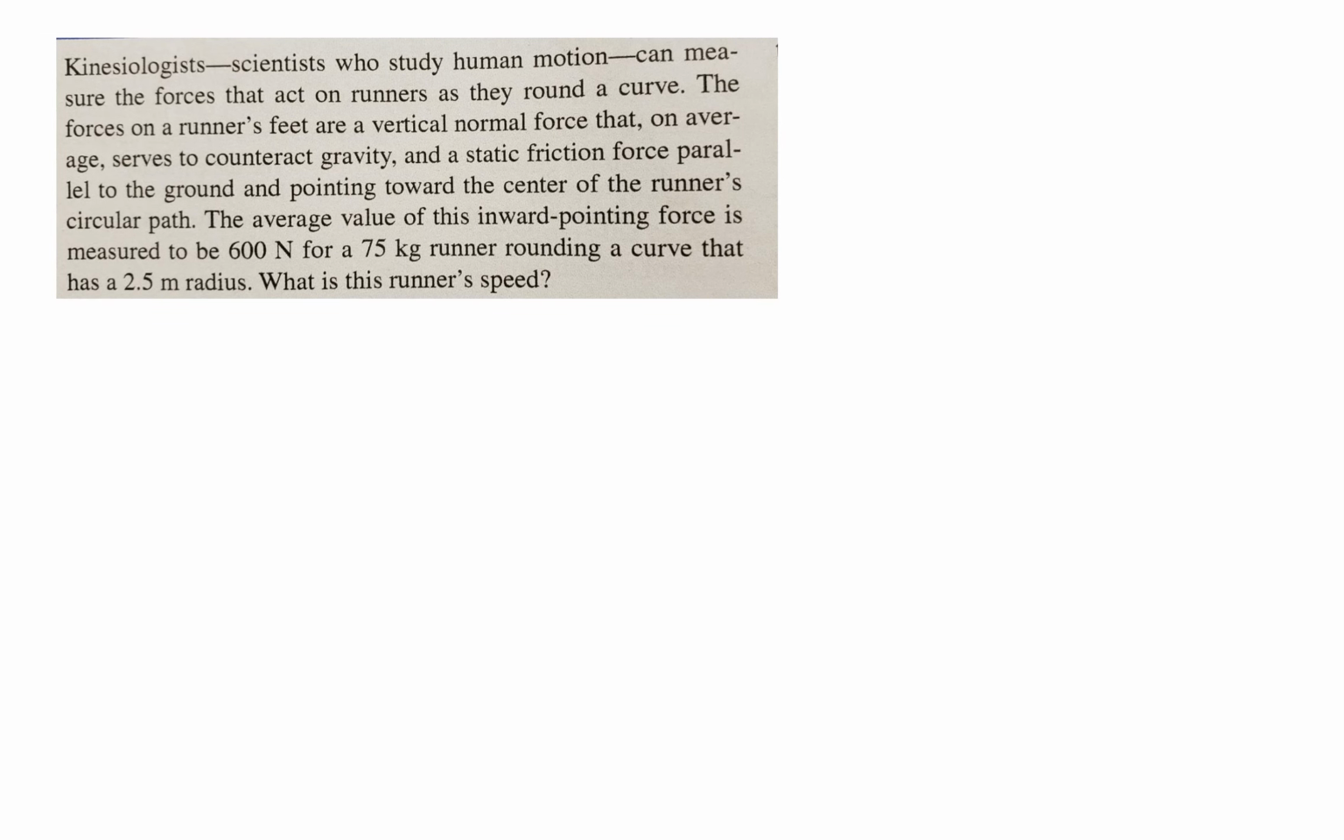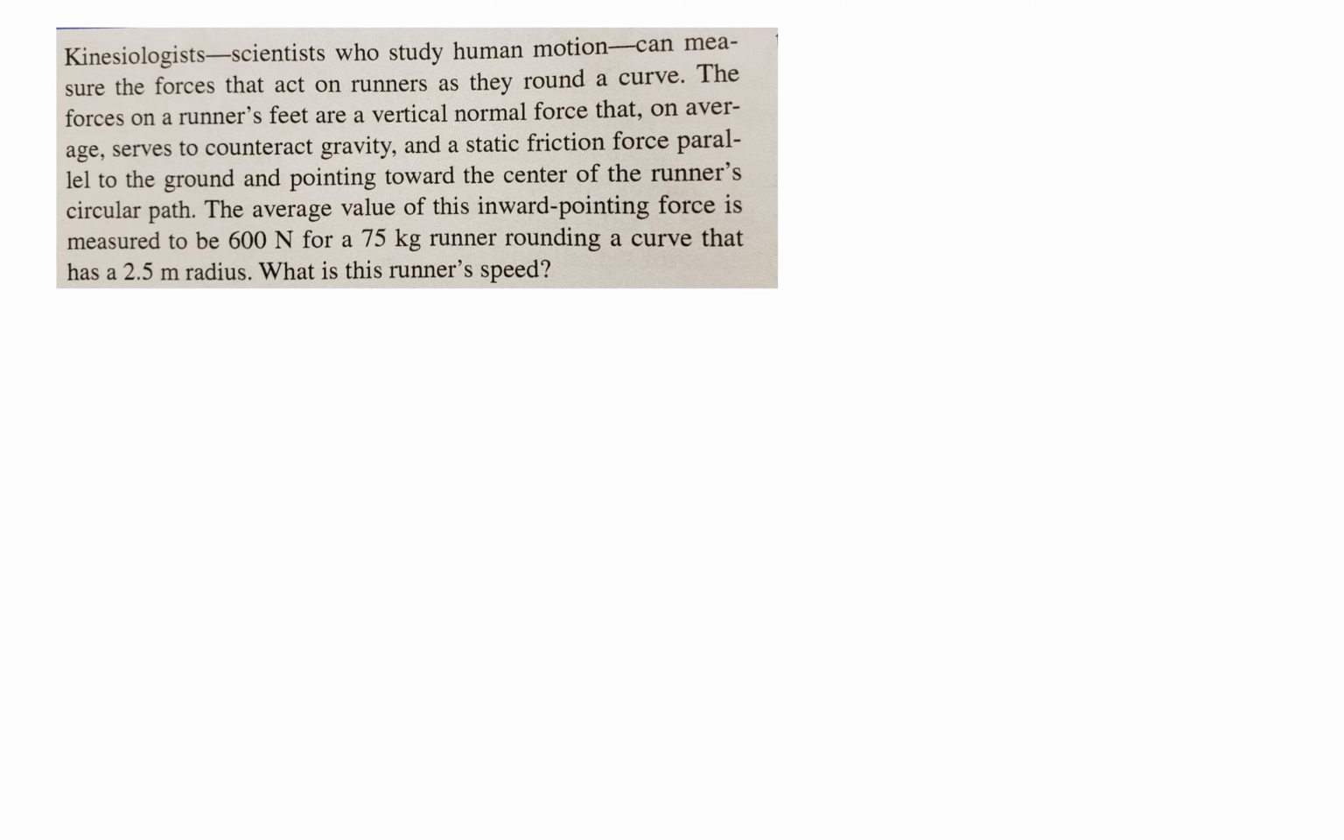Kinesiologists are scientists who study human motion, and they can measure the forces that act on runners as they round a curve. The forces on a runner's feet are a vertical normal force that on average serves to counteract gravity, and a static friction force parallel to the ground pointing toward the center of the runner's circular path. The average value of this inward pointing force is measured to be 600 newtons for a 75 kilogram runner rounding a curve that has a 2.5 meter radius. What is the runner's speed?